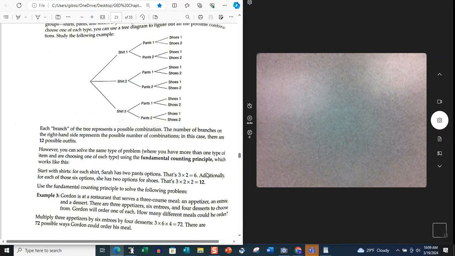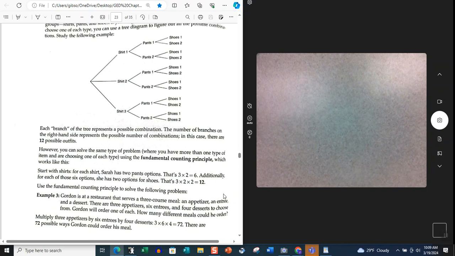However, you can solve the same type of problem where you have more than one type of item and are choosing one of each type using the fundamental counting principle, which works like this. Start with shirts. For each shirt, Sarah has 2 pants options. That's 3 times 2 equals 6. Additionally, for each of those 6 options, she has 2 options for shoes. 3 times 2 times 2, which is 12.